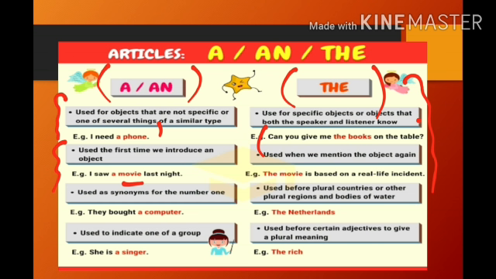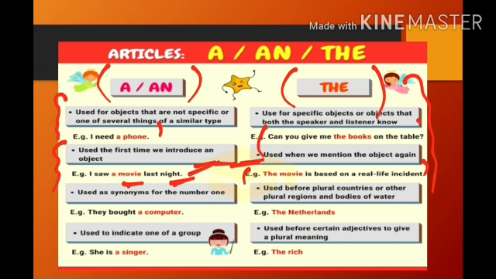See the next: used when we mention the object again. So here, while using a and an, I have already told that when we are talking about any kind of object for the first time, there we can use a and an. But when we talk about the object for the second time, there we can use the. Suppose here I have written: I saw a movie last night. कल हम एक movie देखे हैं. The movie is based on a real life incident. So suppose this is the first line, that I saw a movie last night.